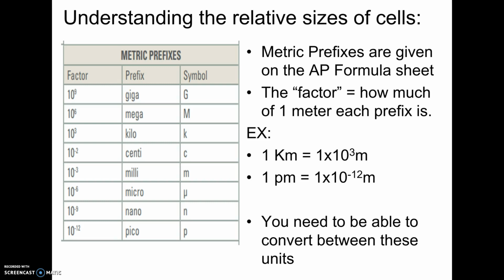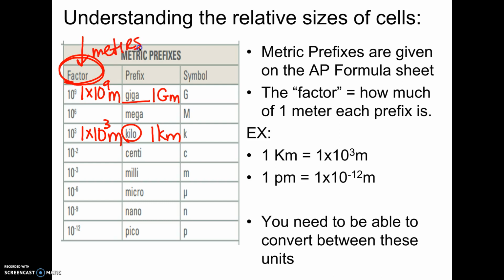So you'll notice, for example, giga, and the factor here of 10 to the 9th. What that means is that 1 gigameter is 1 times 10 to the 9th meters. Look at kilo. 1 kilometer is 1 times 10 to the 3rd meters. In other words, this factor is basically how many meters each of these units represents. So if you were going to do a metric conversion, you can set up dimensional analysis.